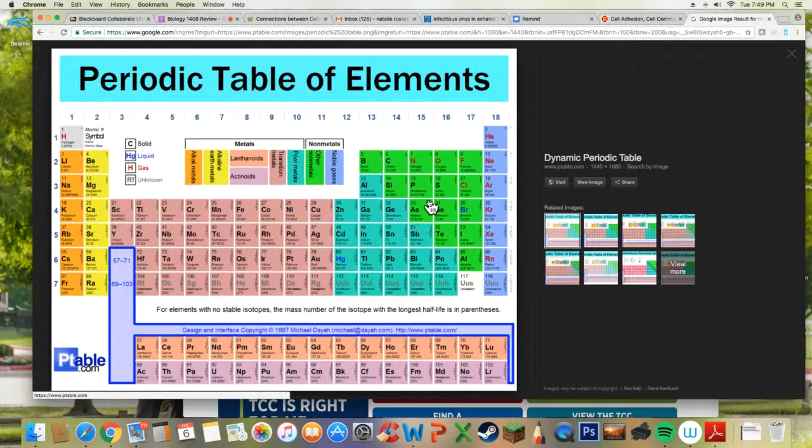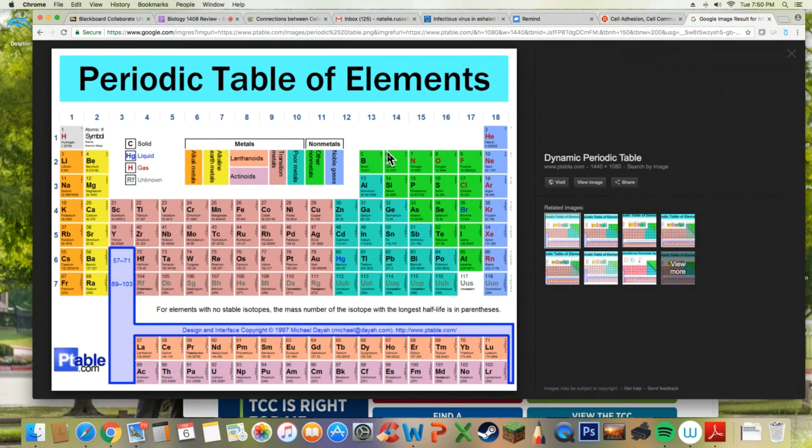Okay, so hopefully, this may be a little delayed, but hopefully now you're seeing the periodic table of elements. Each one of these is an element. I just want to point out a few things about the periodic table, and then we'll go back and look at it on the screen a little better. For example, we're going to look at carbon, which is right here.